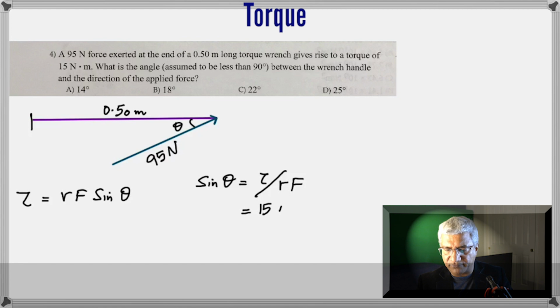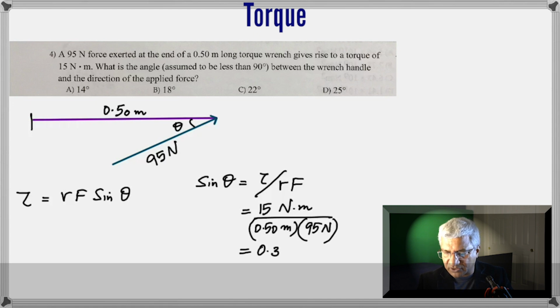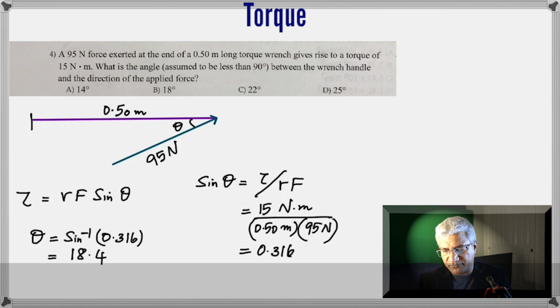Torque is given as 15 Newton meter. R is 0.50. Force is 95 newtons. I've written the units to see that the units cancel out, so you get sine theta, which is just a number, 0.316, no units. When you take the inverse of that, you should get the angle. So sine inverse of 0.316 gives 18.4 degrees, which is rounded off to 18 degrees looking at the significant figures. So that's how we do that question.